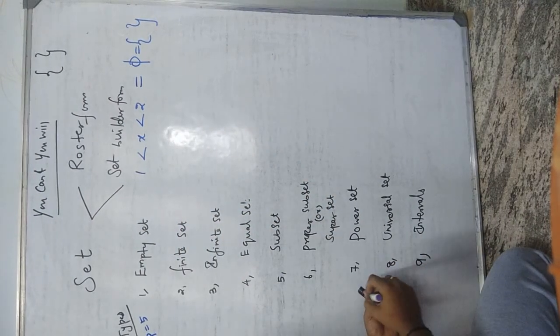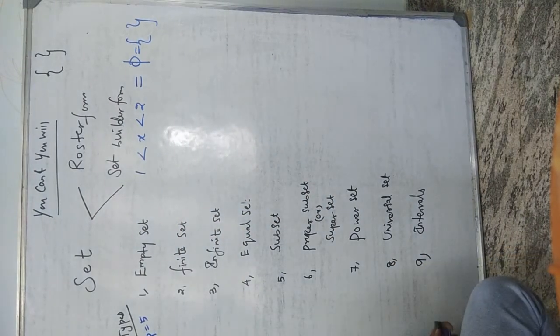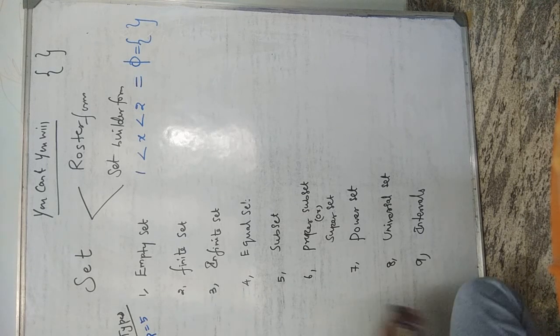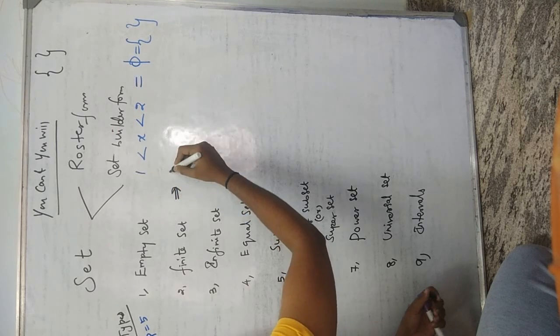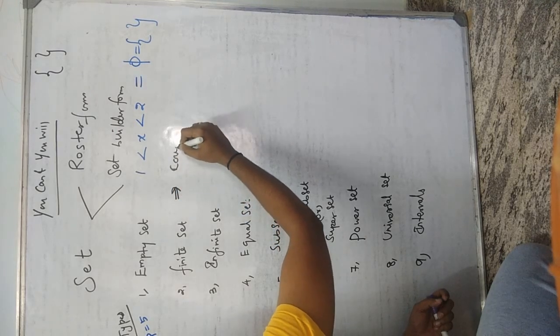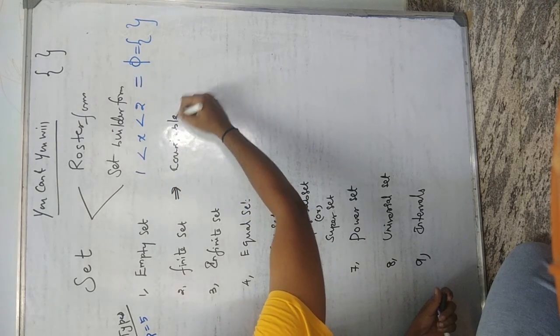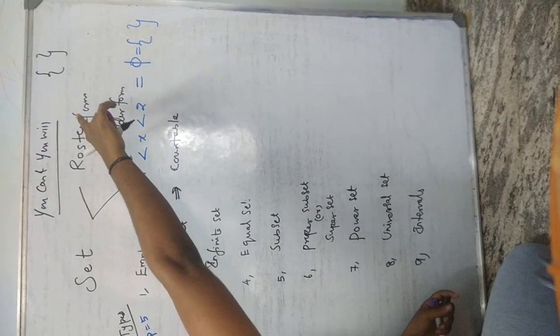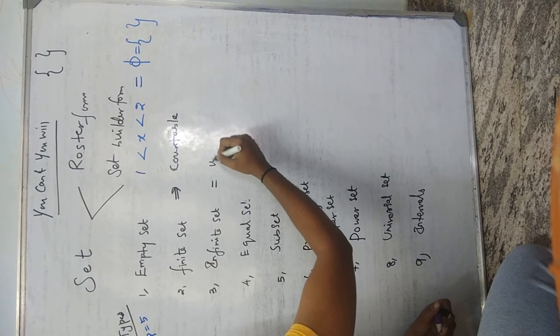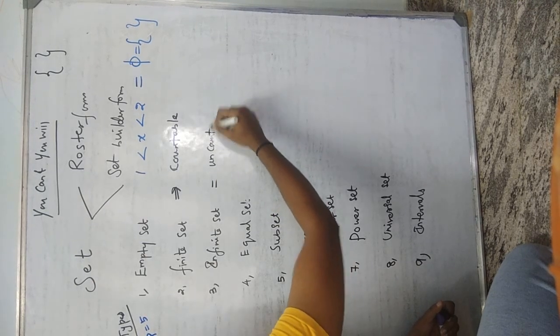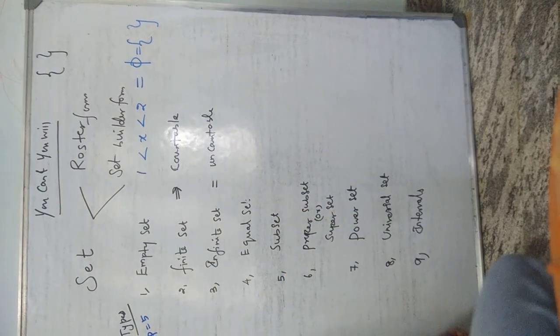Next, finite set, same page number 6. Any set which consists of a definite number of elements. I already told you in the online class, a finite set will have a countable number of elements. I have given you the set representation method also. An infinite set is a set which contains uncountable elements, that is, an infinite number of elements.